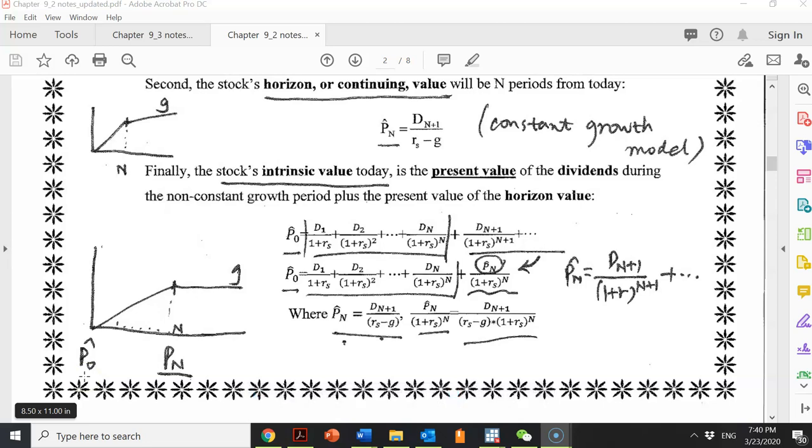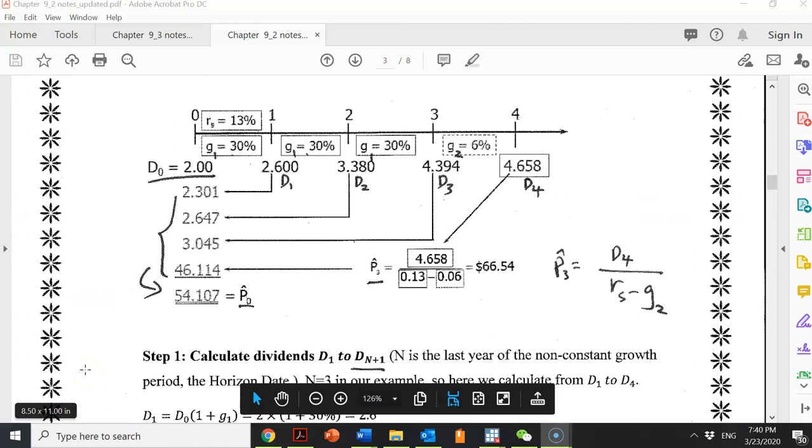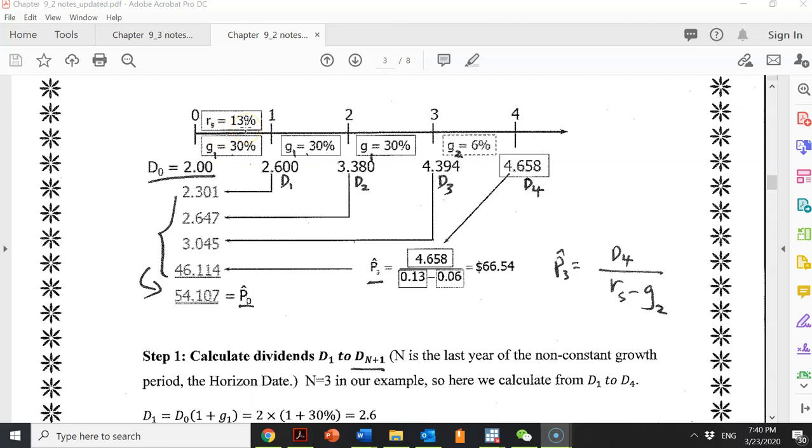This may look a little bit abstract for you, but let's look at this specific example so you could be more clear about this case. Again, we know the D0 is 2. We know Rs is 13% from the question. We know that G1 equals to 30% for the first, second, and third year. But after the third year, we have G2, the constant growth rate of 6%.